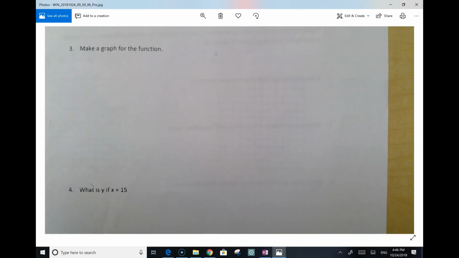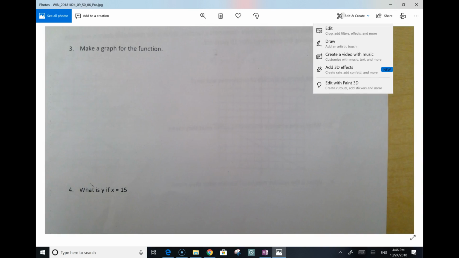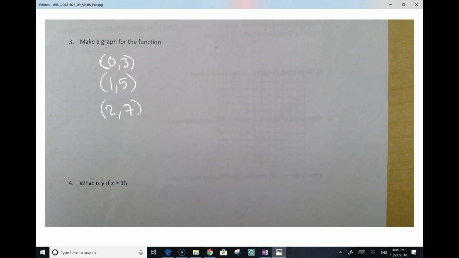Last question, make a graph for the function. Well, from our data table before, we have 0, 3; 1, 5; 2, 7. These are our input, output relation, right? So this whole thing is a relation, or a set of ordered pairs that belong in the same family.